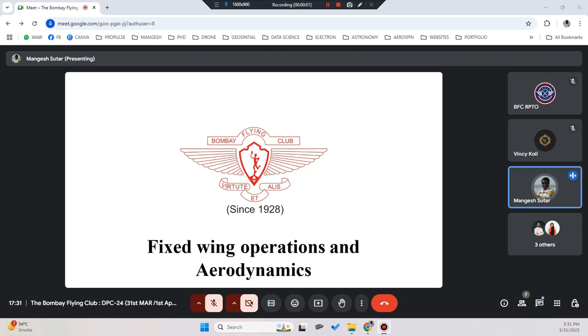So basically, fixed wing operations are nothing but your normal aircraft operations. The only difference between the rotorcraft and fixed wing is that fixed wing, as I said, is like a normal aeroplane, the aeroplane without a pilot inside. So it is an unmanned aircraft.